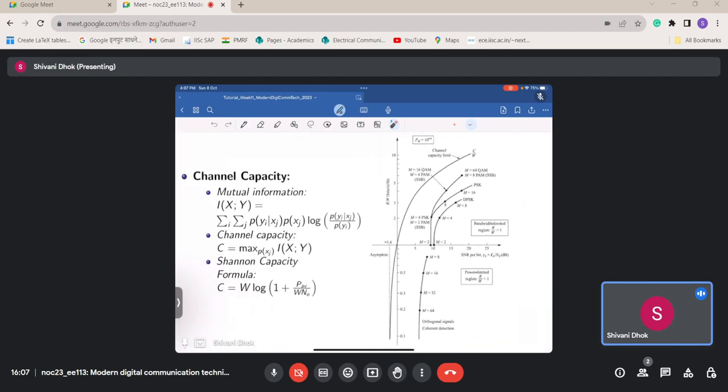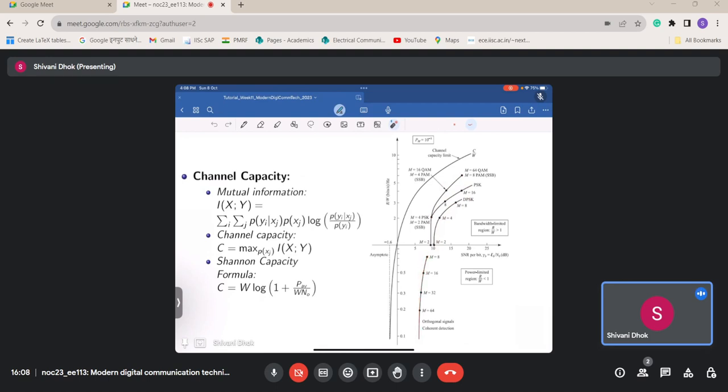Another thing that was discussed was the spectral efficiency, that is R by W, which is rate per bandwidth, given in bits per second per hertz. That was discussed for different constellation schemes. For example, we have it for MQAM and PAM, we have it for PSK, we have it for differential PSK, we have it for orthogonal signaling with coherent detection.